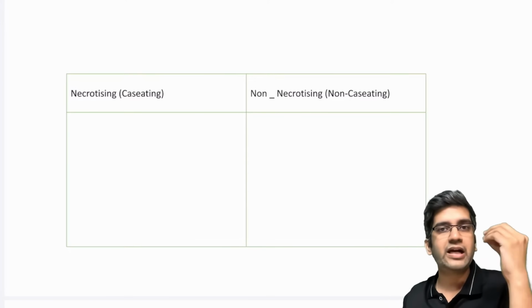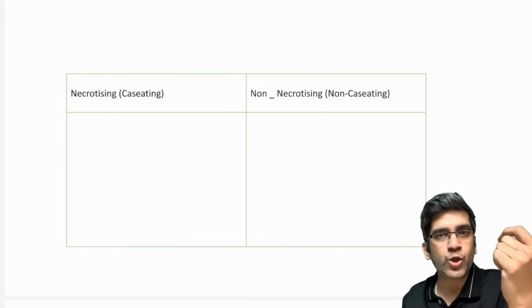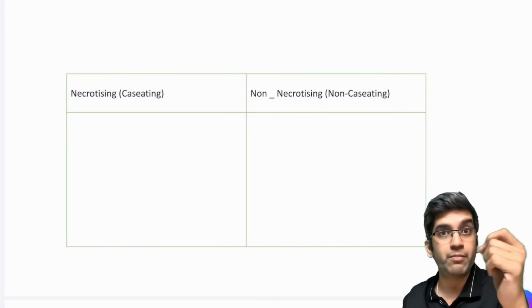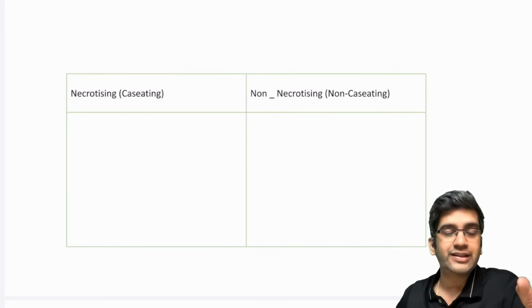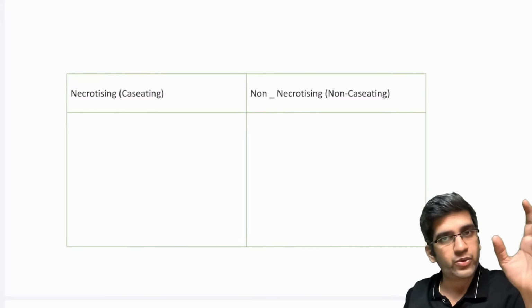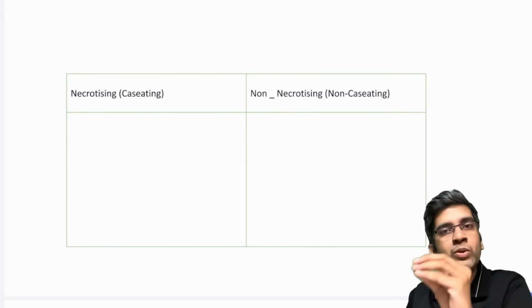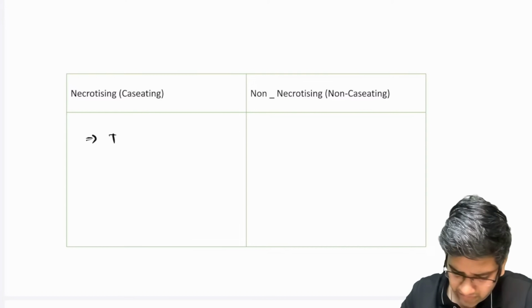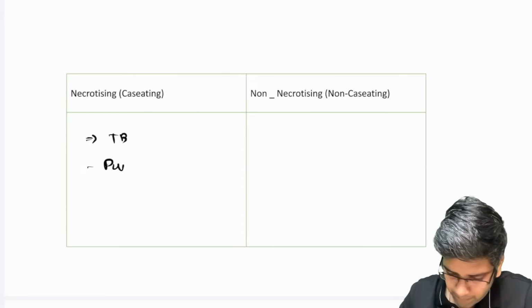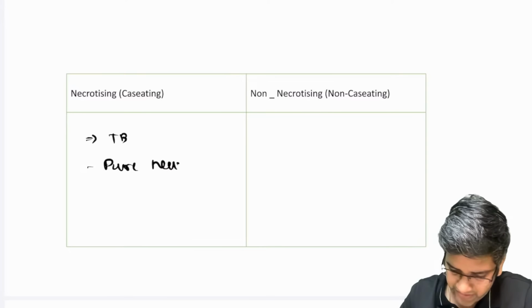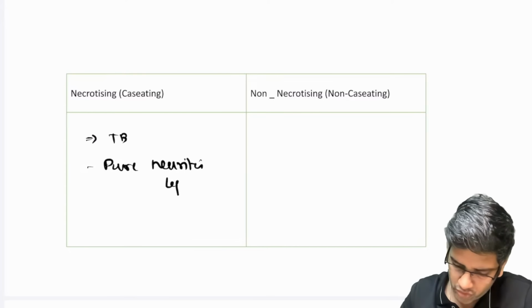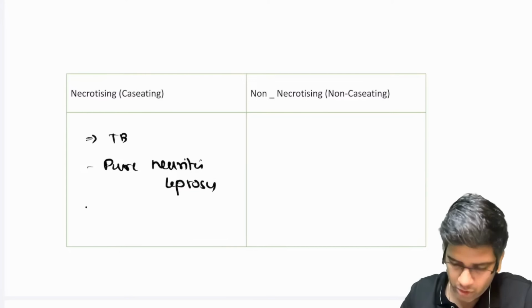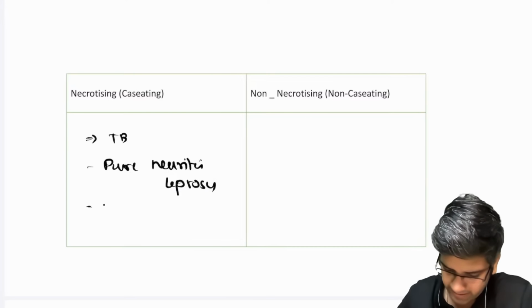The way I have taught you to remember is necrotizing is cell death which kills, but don't write that in the exam. That is just for us to understand. Necrotizing granuloma means it has the ability to kill the organism. That's all, which means infectious cause. TB is the first cause. Pure neuritic leprosy is the second cause. Most of the bacterial or infectious granulomas will be necrotizing, right?